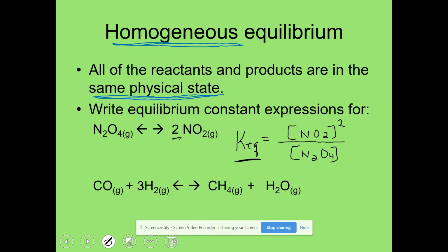Try the next one. Give me a minute. You can write it down or think about what you think it might be. And for this one, the KEQ value, you're going to have the CH4 times the water on the top. And they're both to the first power because they have coefficients of 1. On the bottom, it's going to be the carbon monoxide times the hydrogen cubed. So hopefully that's what you had arrived at.